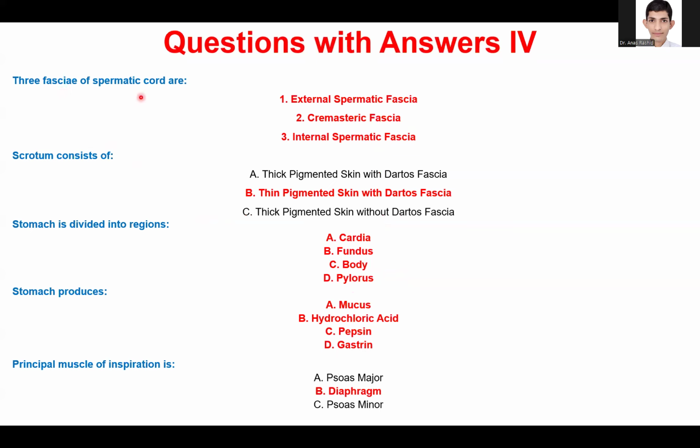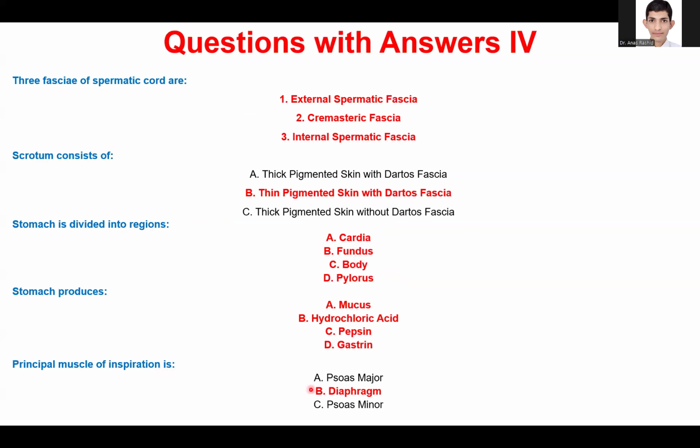Three fascias of the spermatic cord are the external spermatic fascia, cremasteric fascia, and internal spermatic fascia. The scrotum consists of thin pigmented skin with dartos fascia. The stomach is divided into four regions: the cardia, the fundus, the body, and the pylorus. The stomach produces mucus, hydrochloric acid, pepsin, and gastrin.